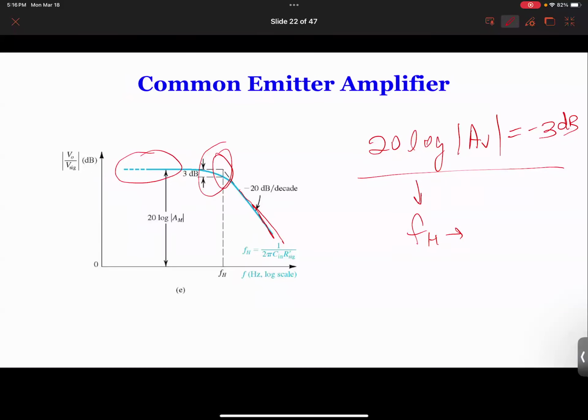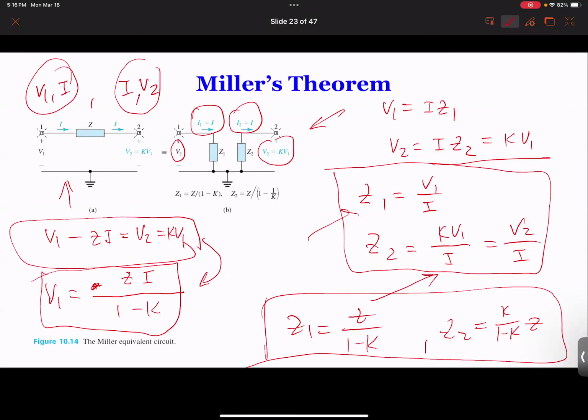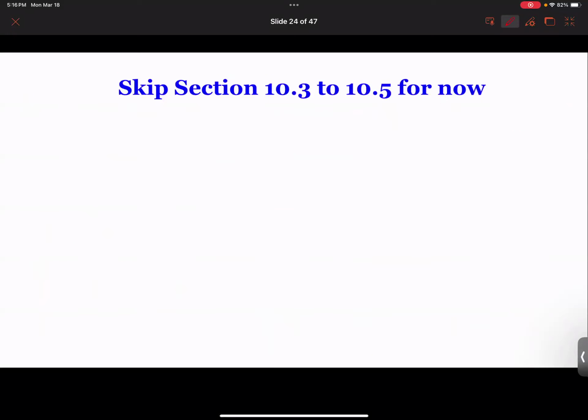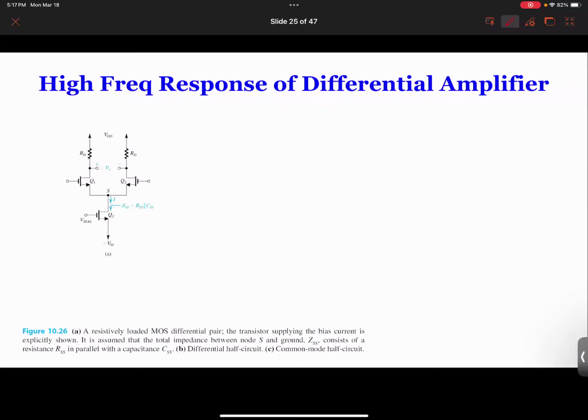By this point, we also did well because we did a little bit with Miller's theorem, because what we found was that the capacitor between gate and drain, or the capacitor between base and collector, was quite difficult to simulate. That's why we have this Miller theorem. We don't use that quite often. So we're going to skip section 10.3, 10.5 for now, and go over to the high frequency response of differential amplifiers.